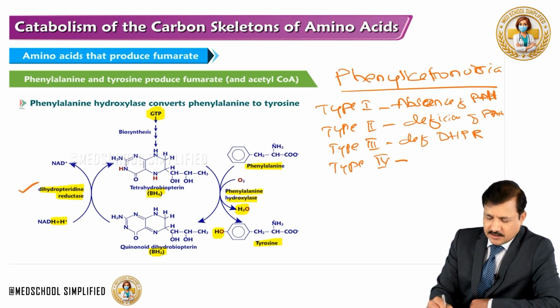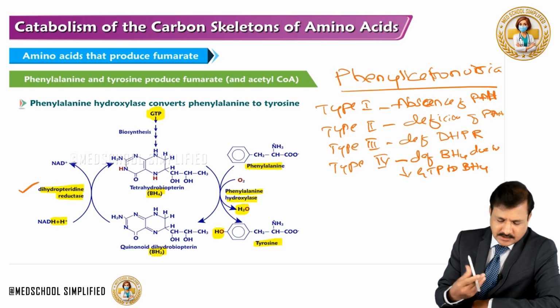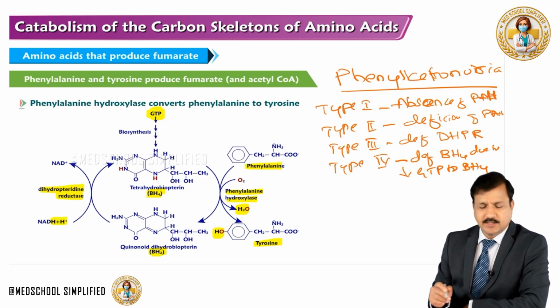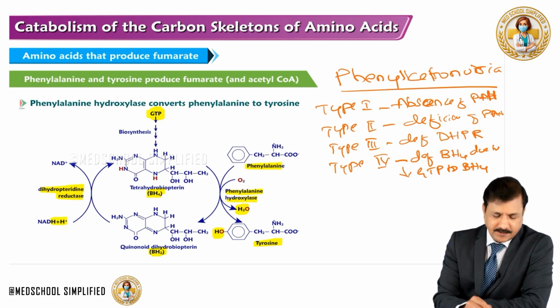That's this enzyme here. And type 4 phenylketonuria is deficiency in the synthesis of BH4, due to decreased conversion of GTP to BH4. Okay, this is how we can divide phenylketonuria into 4 different types.